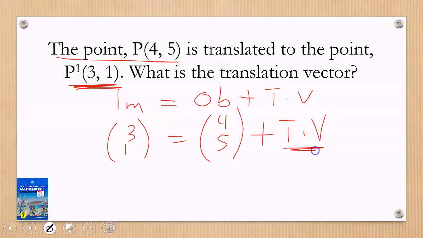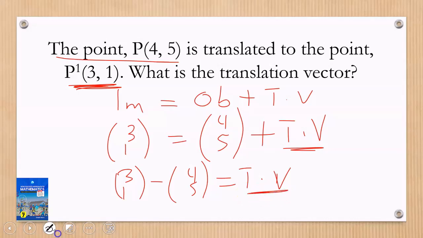So by making that the subject, we can group like terms and say (3, 1) minus (4, 5) is equal to the translation vector. Of course, we can simplify. 3 minus 4 will give us -1, and then 1 minus 5 will give us -4. And so our answer becomes (-1, -4). That means the vector that was used to translate this point to get this image is (-1, -4).